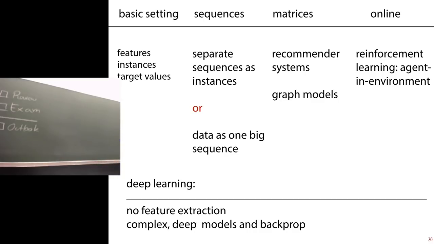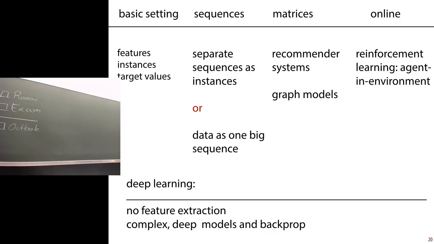So another way to look at it is these settings, these types of data and ways of dealing with data. So we've seen the basic setting for most of the course, where we split things into features, instances, and target values. But we've also dealt with sequences, where we separated the setting of dealing with separate sequences, where every instance is one sequence, like in an email data set where you model an email as a language sequence, but every instance, every email is another sequence, or cases where your data set is one big sequence, like when you're predicting a time series, like you're forecasting temperature, then you have one big sequence of temperature values, and your prediction task is to predict tomorrow's temperature based on the history of temperature so far.